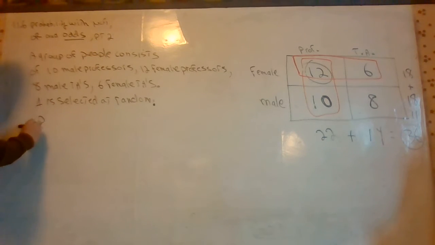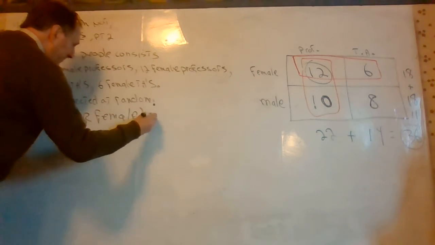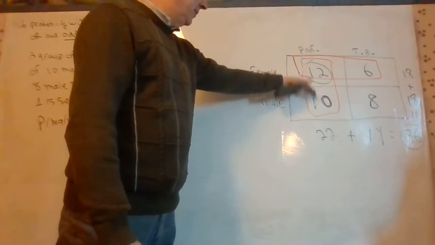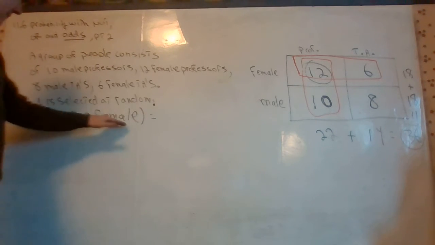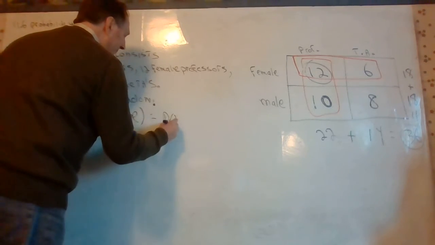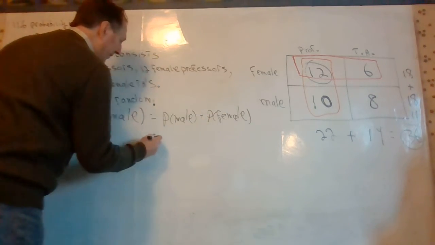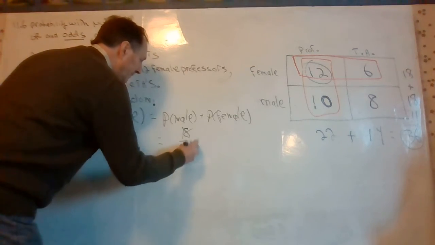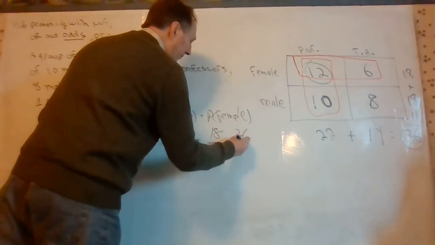Let's suppose we wanted probability of male or female. Now in this case, the way this table is set up, they are mutually exclusive. We assume that a person's in one category or the other. There could be some blending of these categories, but we're really not interested in that for the sake of probability at this point. So male or female is simply probability of male plus probability of female. What's the probability of a male? 18 out of 36. And probability of female is 18 out of 36. And altogether we get 36 out of 36.